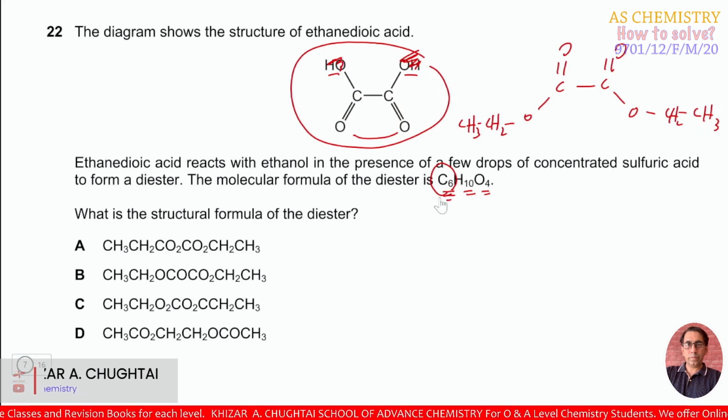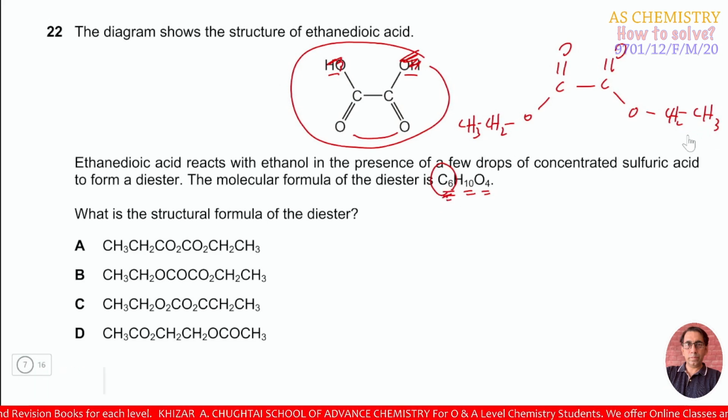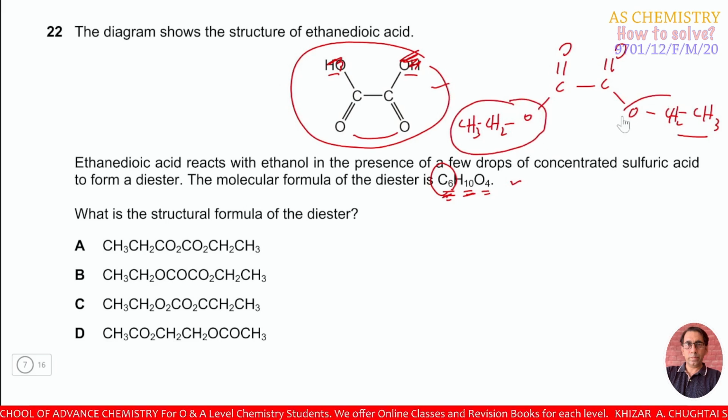How many carbons are there? 6 carbon. How many hydrogen are there? 10 hydrogen. How many oxygen? 4 oxygen, yes. So it means that when this is allowed to react with ethanol, this part came from the ethanol. When it is allowed to react with the ethanol, this diester is going to be formed.